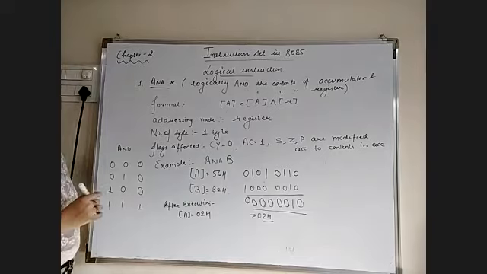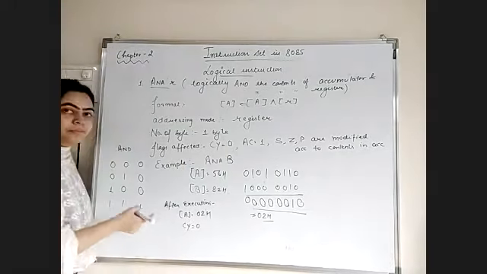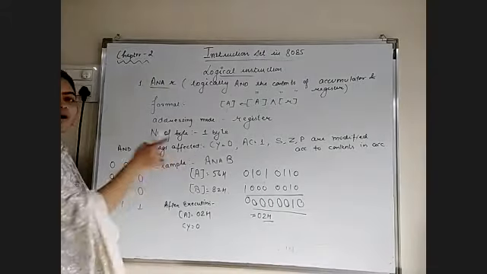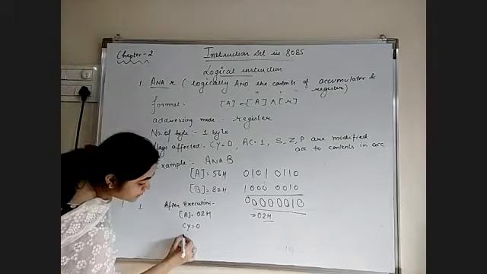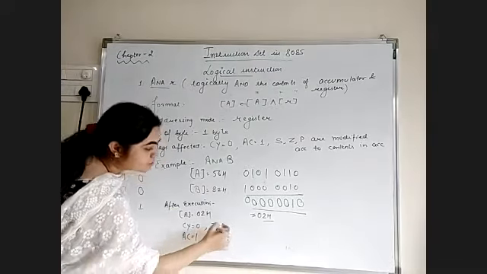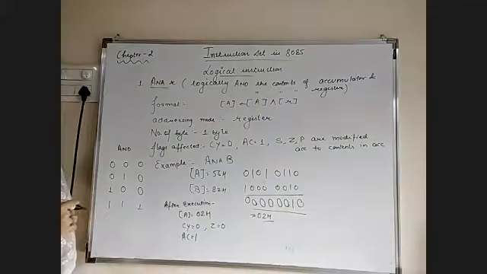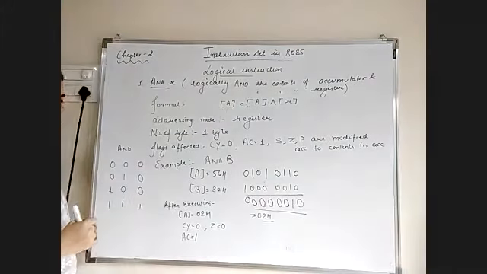Now we can see the flag values. CY is always equal to 0, so the carry flag and auxiliary carry won't get affected by the contents of the accumulator. So CY is equal to 0, auxiliary carry is equal to 1, and zero flag is equal to 0 because the result is non-zero. If the result is non-zero, that means zero flag is equal to 0.